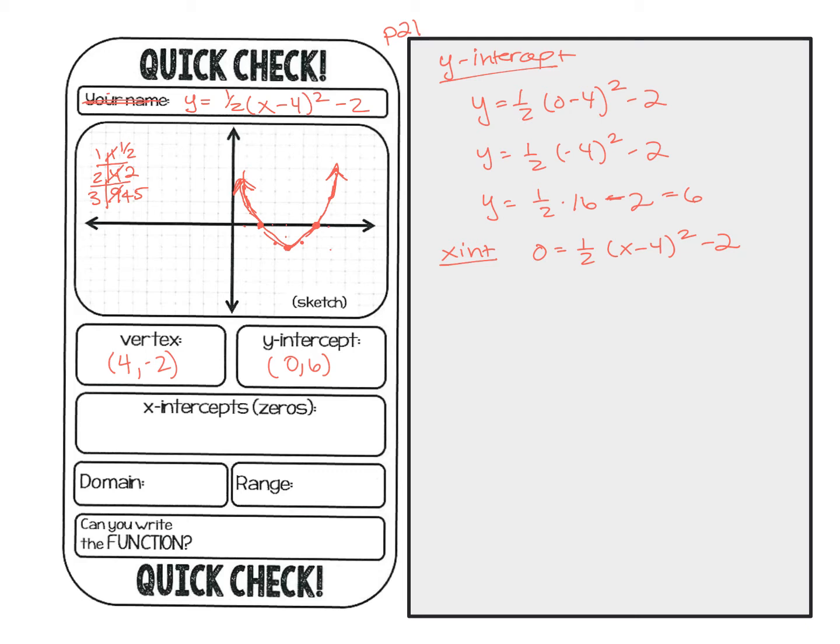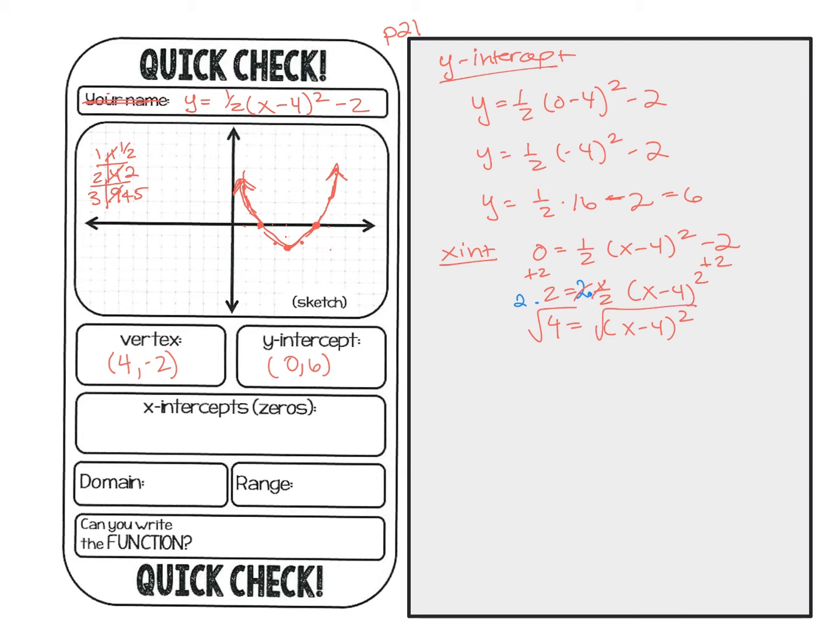So I'm going to isolate my square term. I'm going to add 2 to both sides. I get 2 equals 1/2 times (x minus 4) squared. I'm going to further continue isolating my square term by multiplying both sides by 2. This is 2 over 1, it's the reciprocal. Instead of dividing by 1/2, I'm going to multiply by the reciprocal. So I'm going to multiply both sides by 2. My 1/2 cancels, and I get 4 equals (x minus 4) squared.